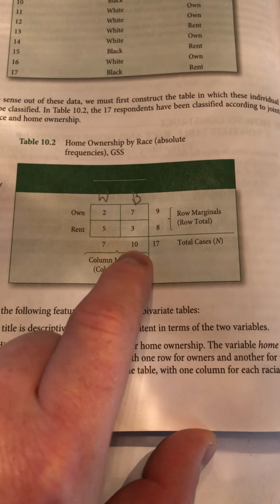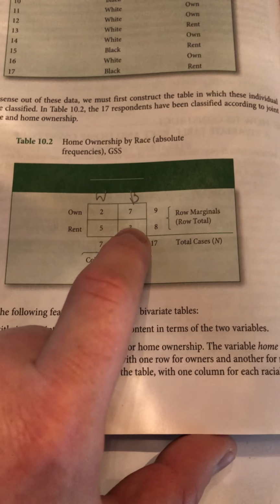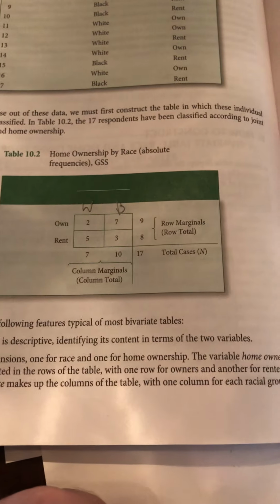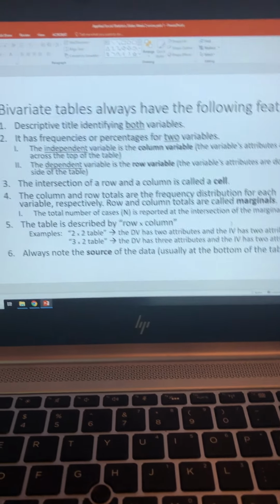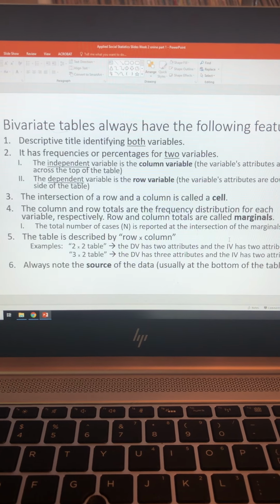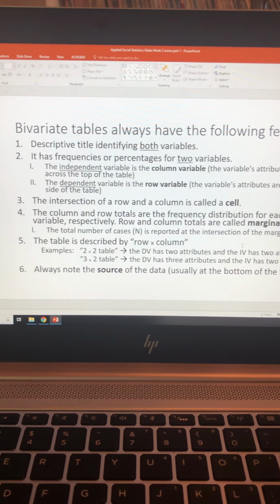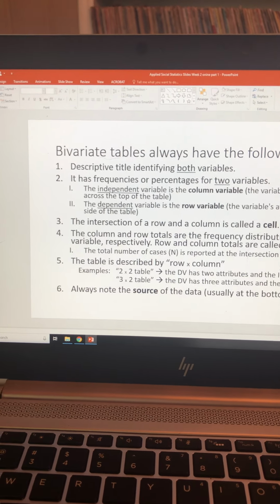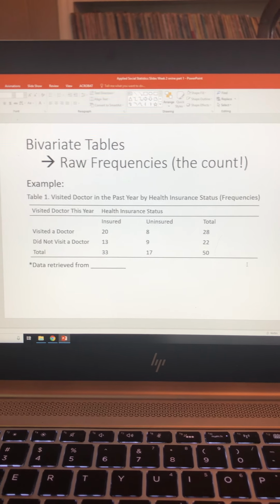So see how this just tells us that there are 10 people who are black. And then of the people who are black, 3 people rent, 7 people own. That's all it is. And then your total. I should have put on here too that it's always nice to put the total number of cases on there. And this is outlined in your book too. So the whole kind of 6 things you always include.